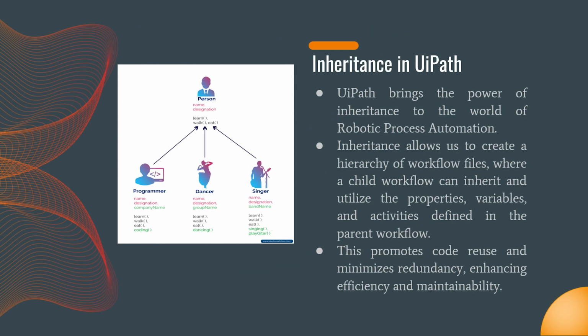So now let's see inheritance in UiPath. So what is inheritance? When a class includes a property of another class, it is known as inheritance. Inheritance is a process of object reusability. UiPath brings us the power of inheritance to the world of robotic process automation. It allows us to create a hierarchy of workflow files, where a child workflow can inherit and utilize the properties, variables, and activities defined in the parent workflow.